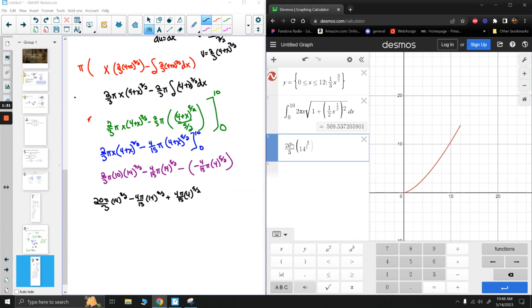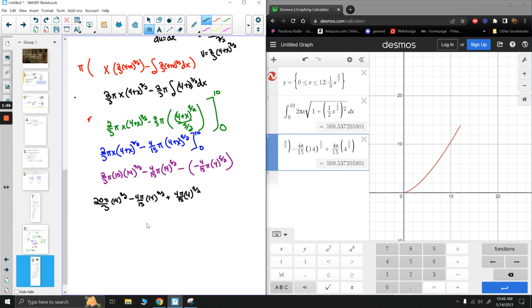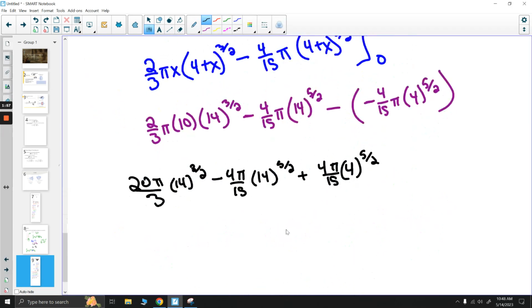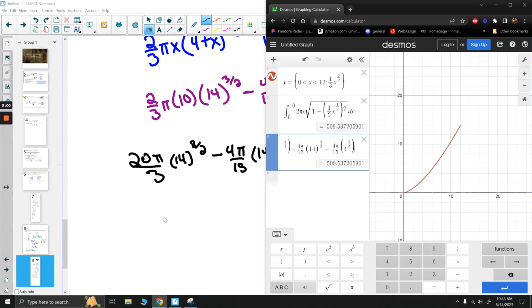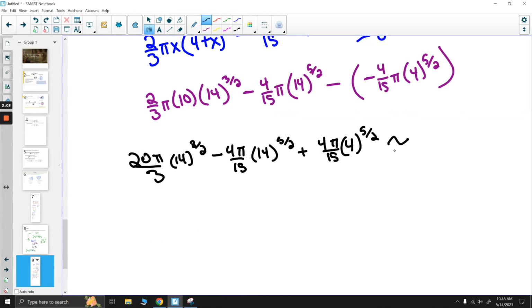So 14 to the 3/2 minus 4 pi over 15 times 14 to the 5/2 plus 4 pi over 15 times 4 to the 5/2. And we get the same value, 509.5. So this is our answer, as ugly as that is. We did get our arc length. Our arc length is approximately 509.5. And like I said, this is hideous.